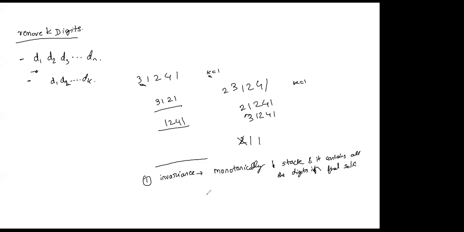So let's say you have the example 30200, right? And you need to remove k equal to 1. So what do you have? 3 is there, right? And then 0 comes.